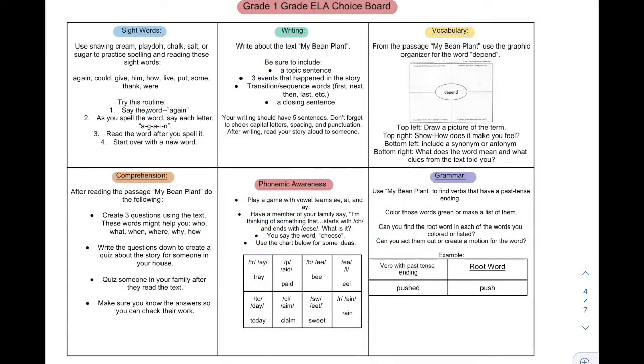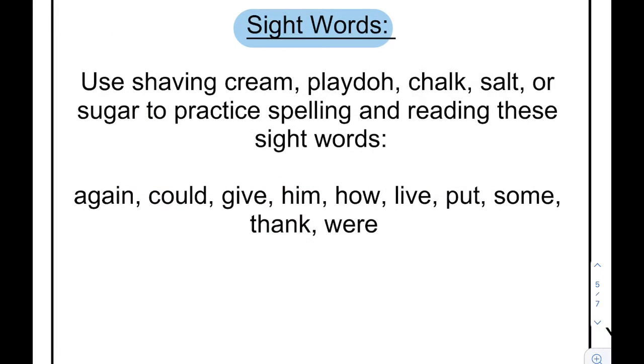Okay, boys and girls, now we're going to talk about the choice board. You have 6 fun options. Okay, boys and girls, the first choice is sight words. You're going to say the word again. Then you're going to write the word, and you're going to say the letter as you write the word neatly.